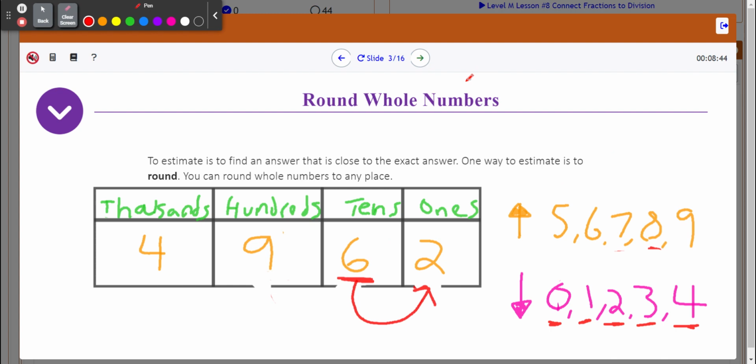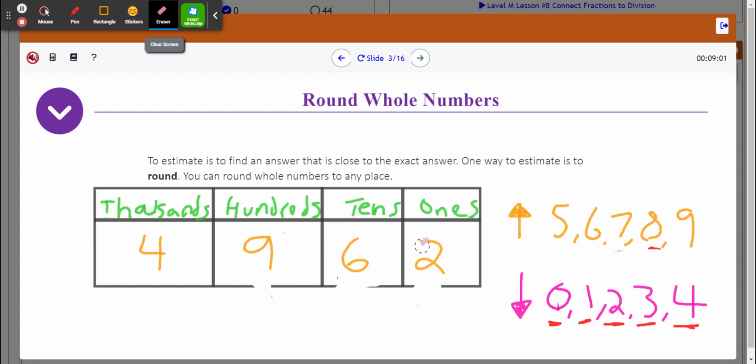Now again, rounding down is a little misleading because this is what happens. Just like before, you go back to the place that you started at, the tens. But this time, if you're rounding down, you don't do anything. You do not change the number. It stays the same. So the 6 stays a 6.